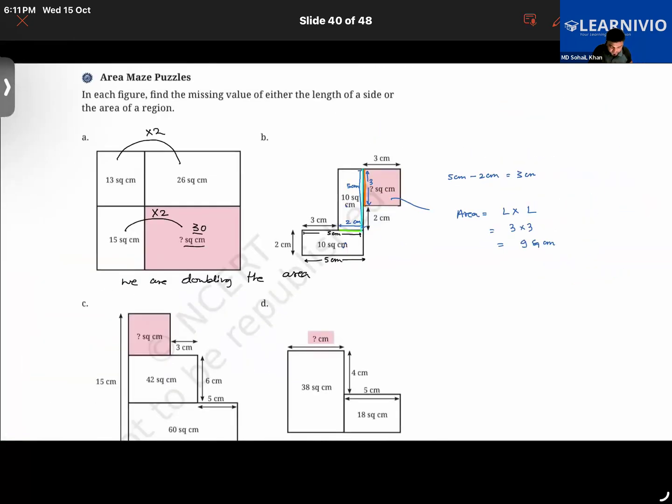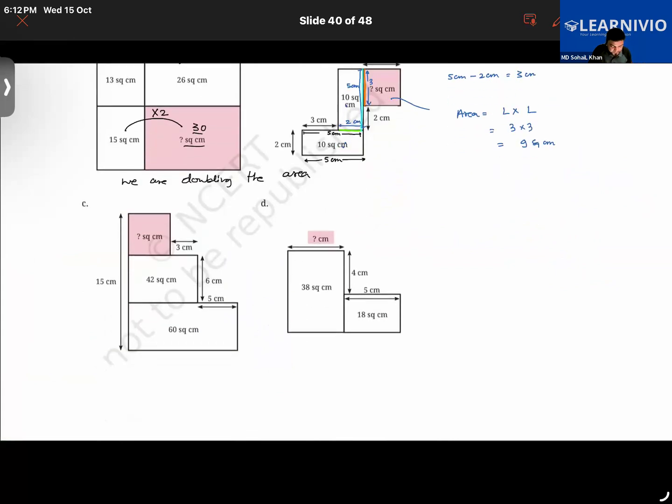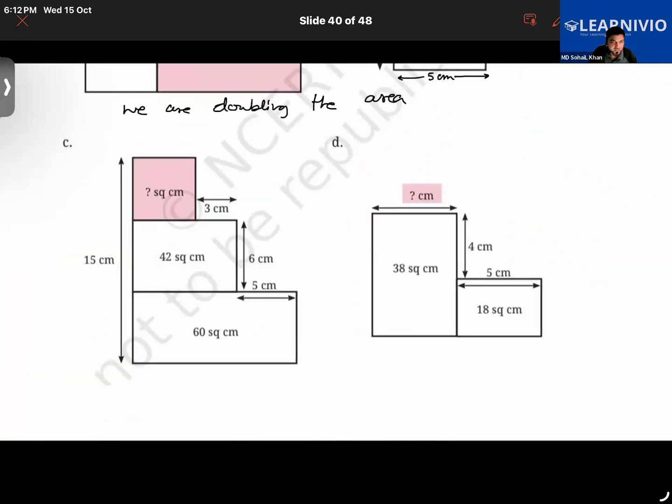So hope you have understood something from it. Now let's take a look at question number C. Give it a try. Try to solve it. The diagram will be 15 centimeter. This part will be 5. This 5 centimeter.